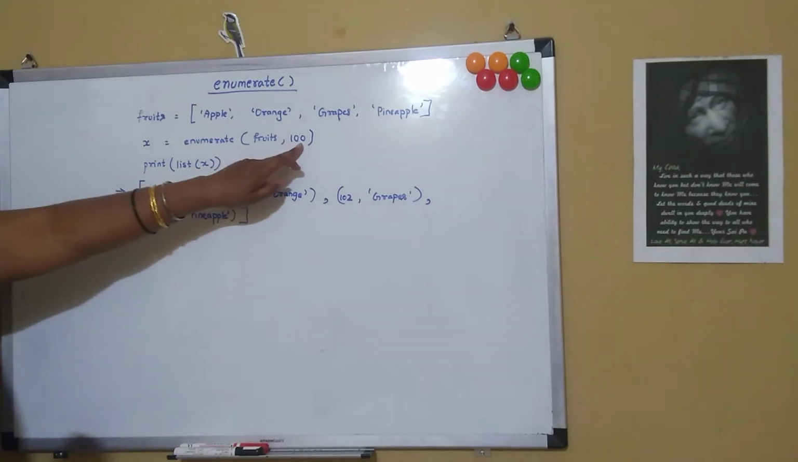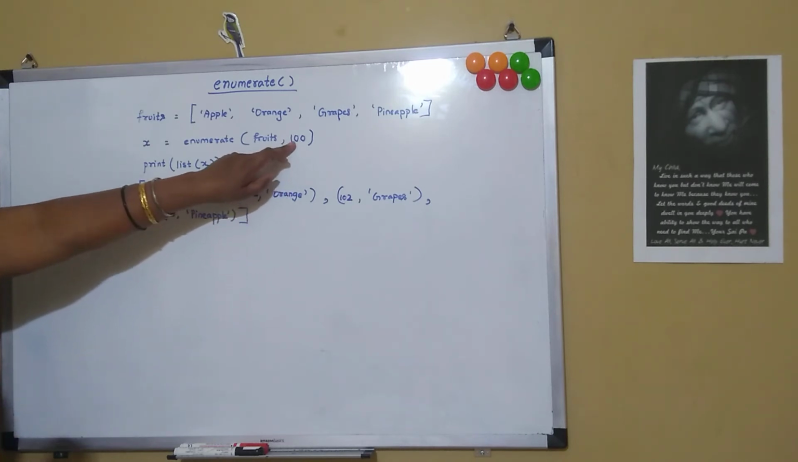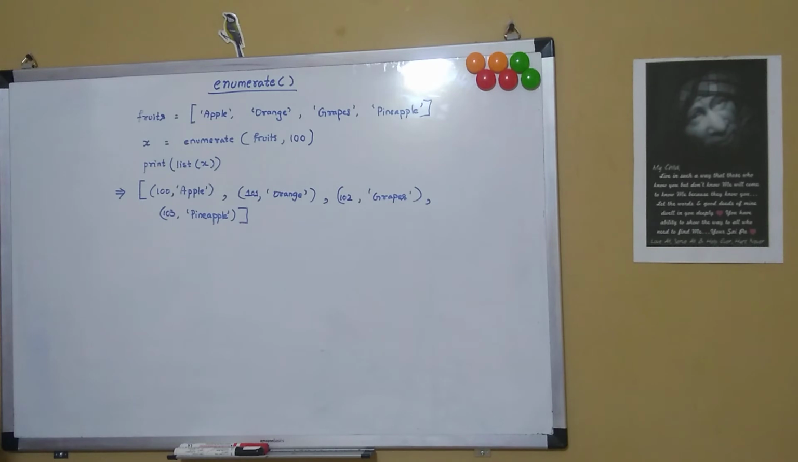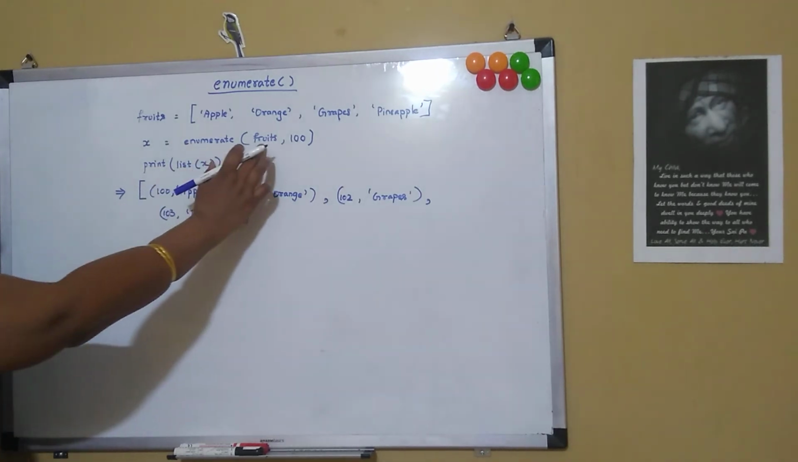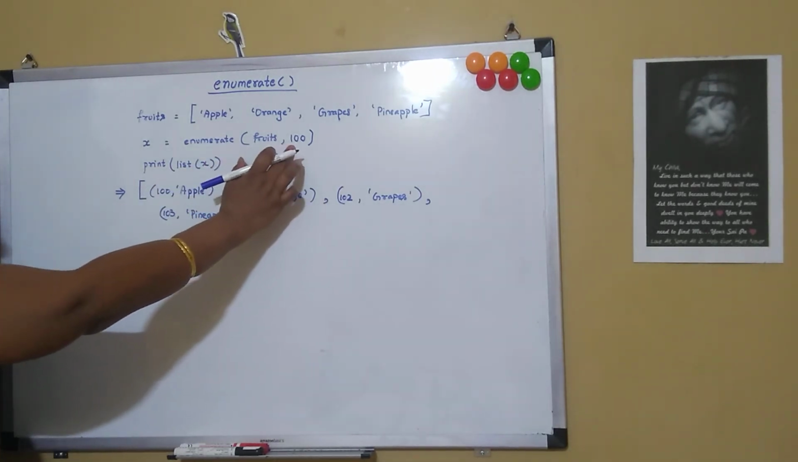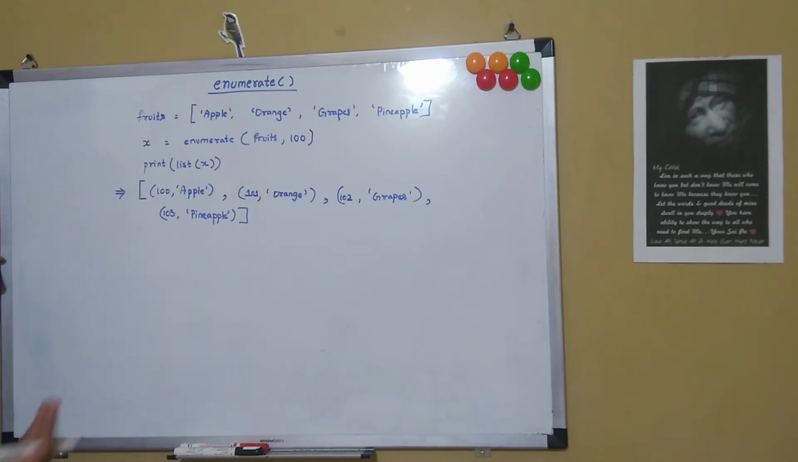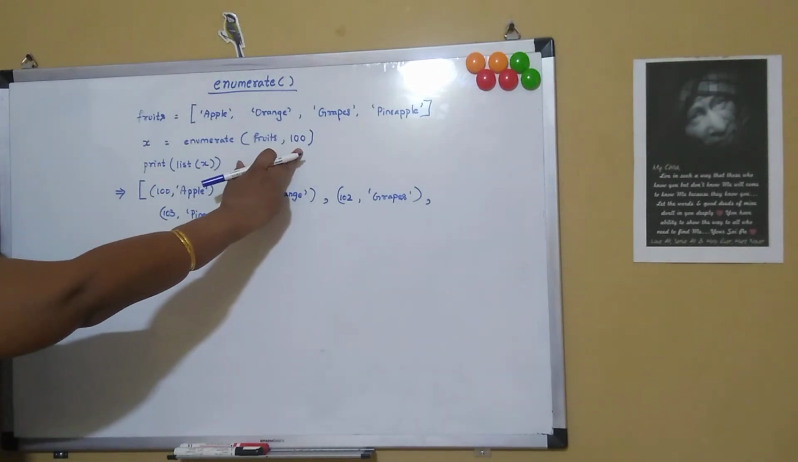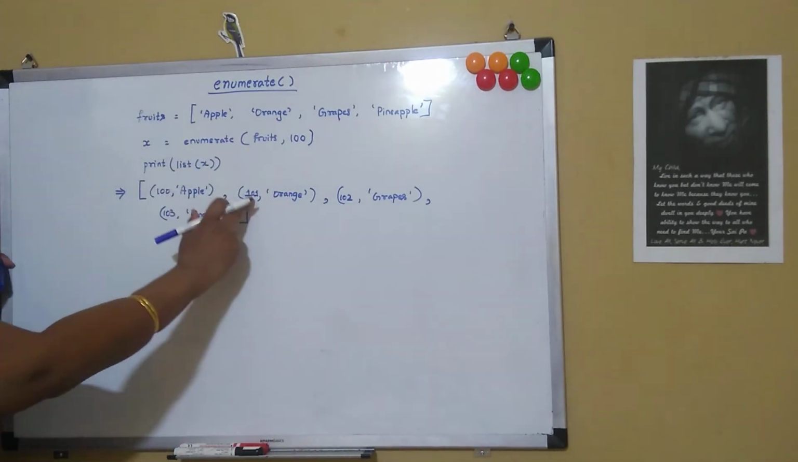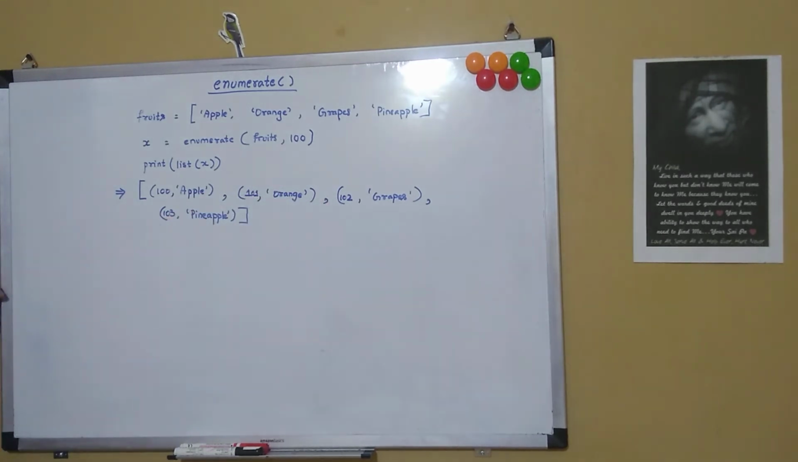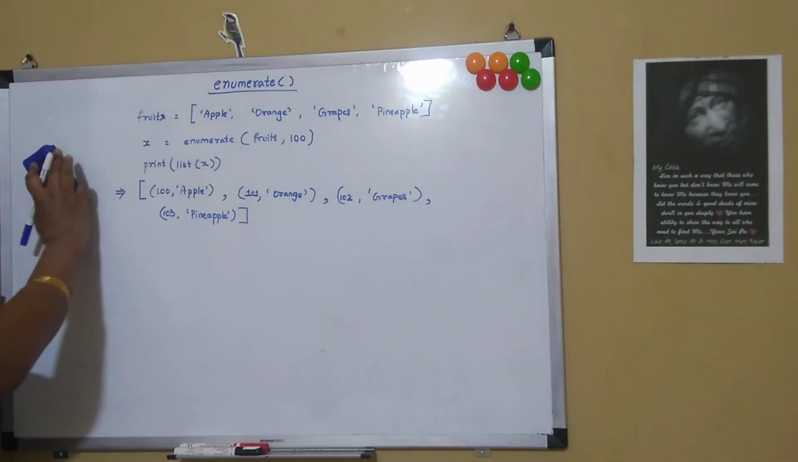So we can give the index or the start value or the counter as we wish. If we want 0, we need not provide any value. If we want a value other than 0, we can provide that value and it will increment from that particular value. So this is how the enumerate function works in Python programming language.